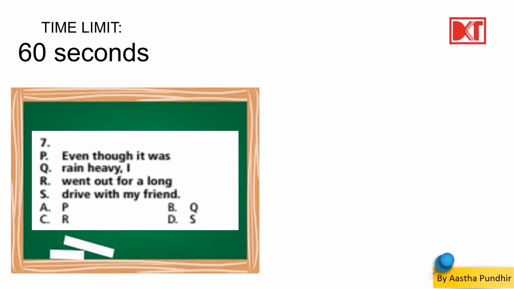Then we have, even though it was rain heavy, I went out for a long drive with my friend. Even though it was here raining heavily, it should be. Even though it was raining heavily. So the correct answer is B, the part which has an error, Q. Alright?